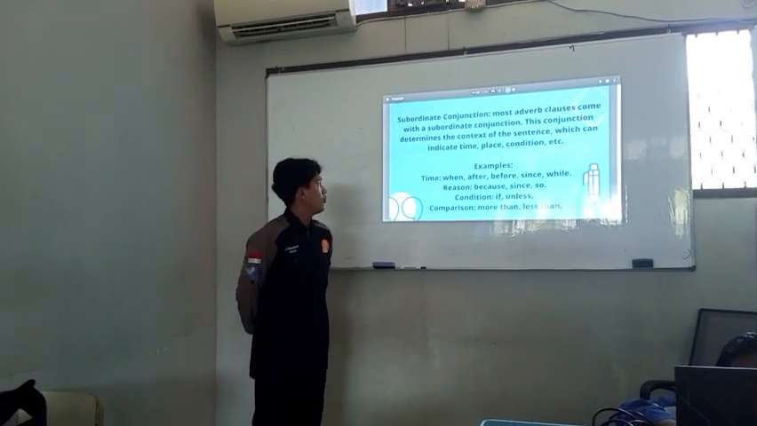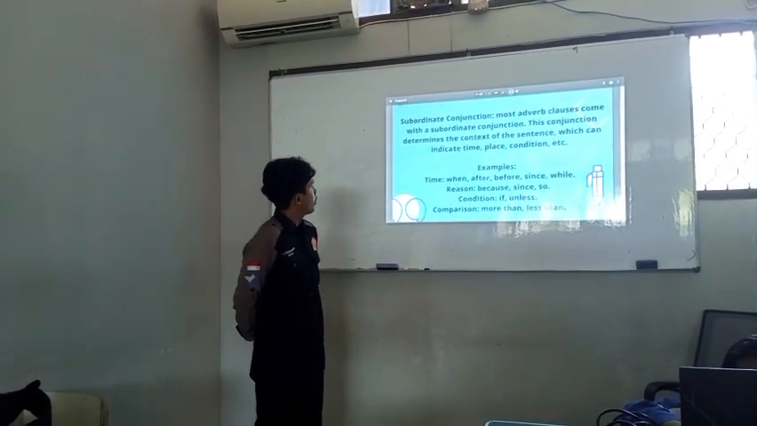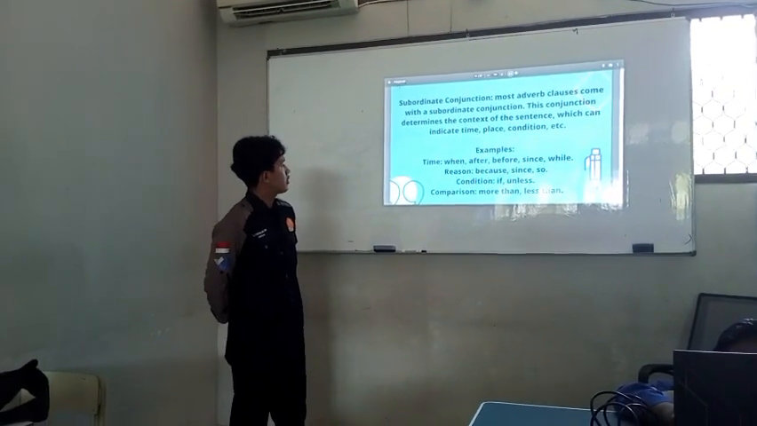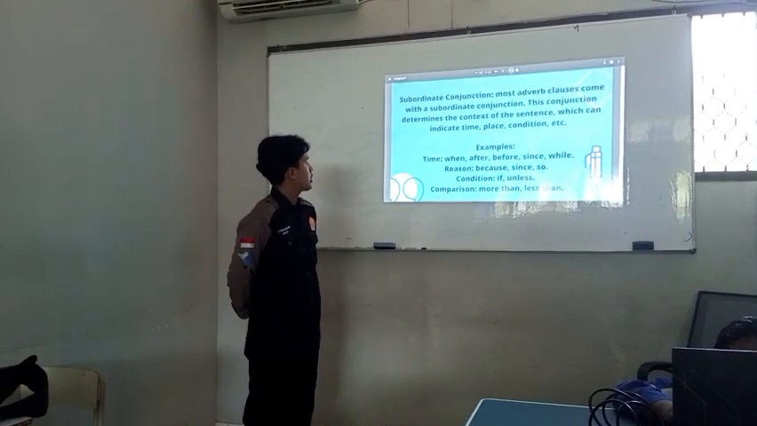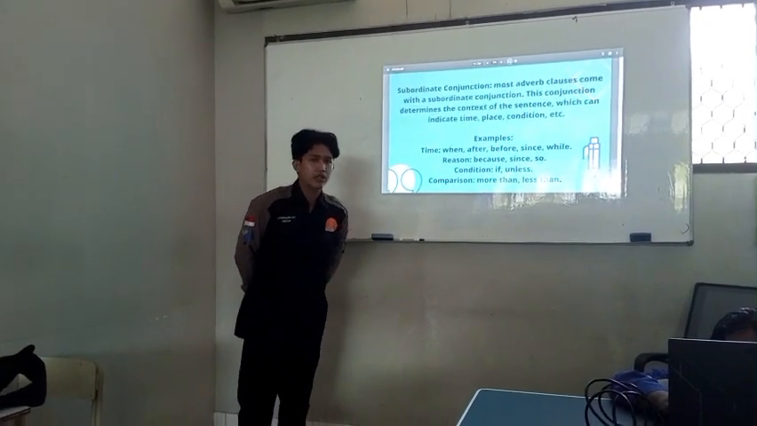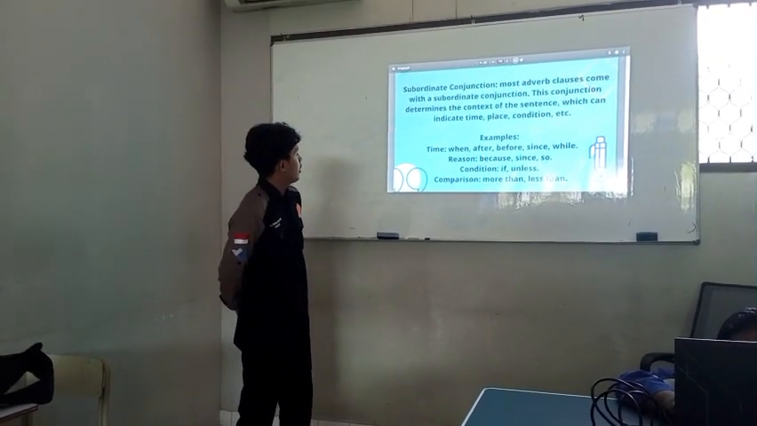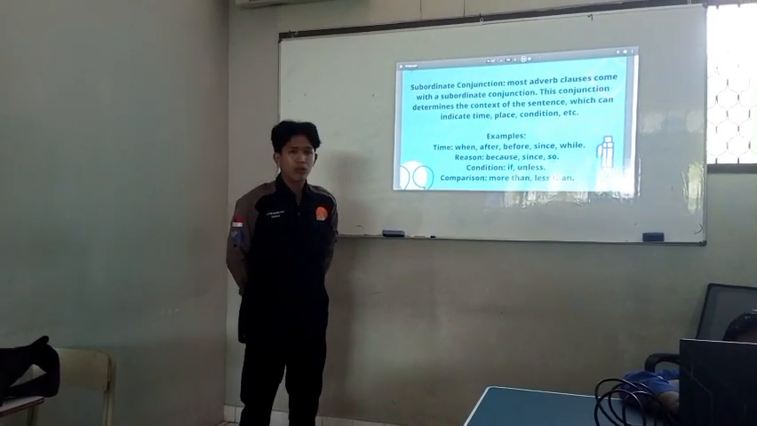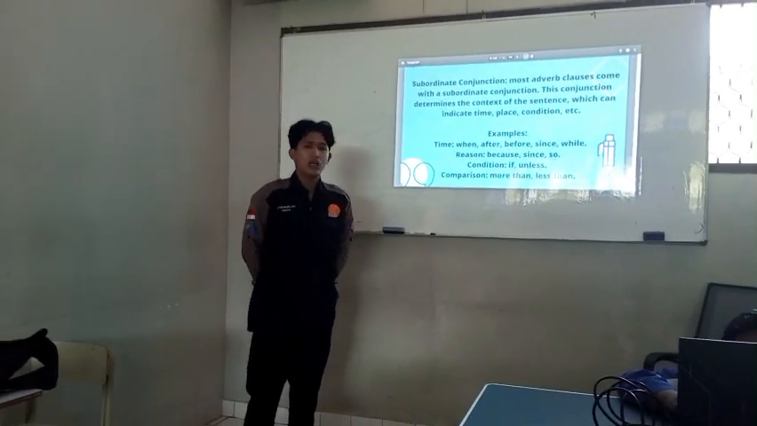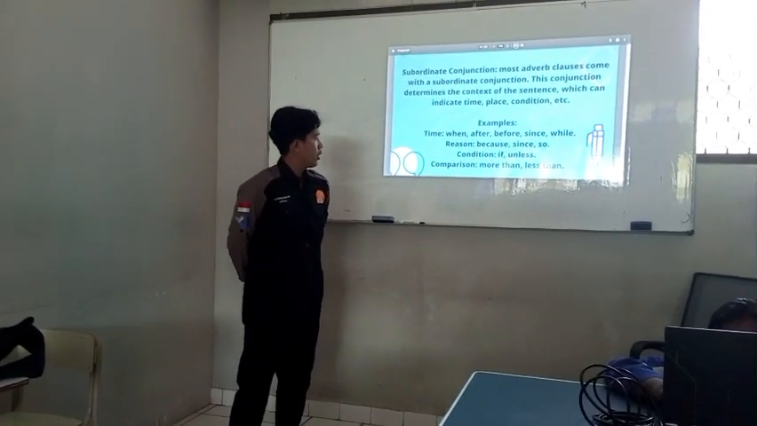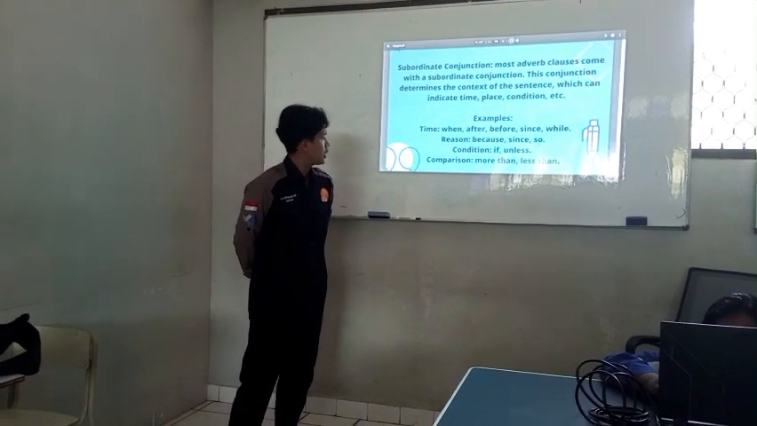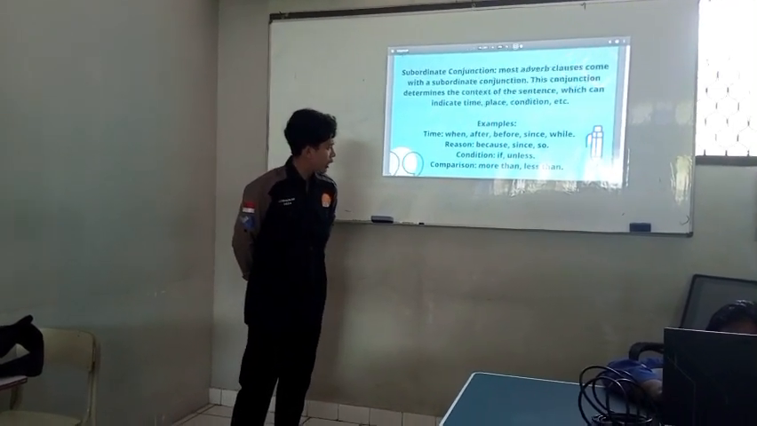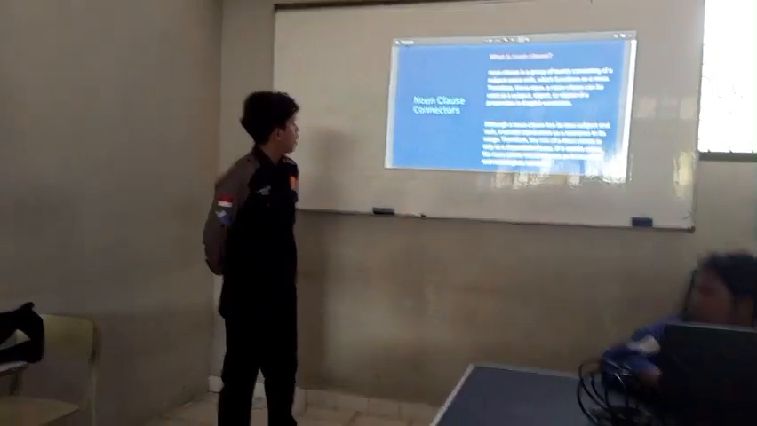Subordinate conjunction: most adverb clauses come with a subordinate conjunction. This conjunction determines the context of the sentence, which can indicate time, place, condition, intention. Examples: time: when, after, before, since, while. Reason: because, since, so. Condition: if, unless. Comparison: more than, less than. Next.